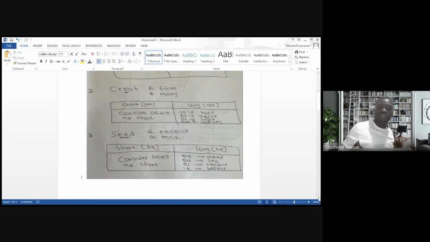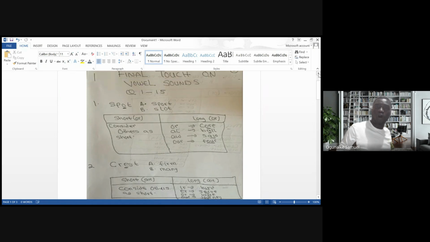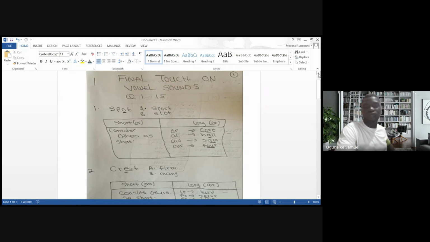Now, before we proceed, let's go back again to the beginning. We started with O. Final touch on vowel sounds. We're not visiting this anymore unless there's a question or there's a special demand for it. Final touch on vowel sounds. You have vowel sound in question 1 to 15. The problem is I've reduced the options.